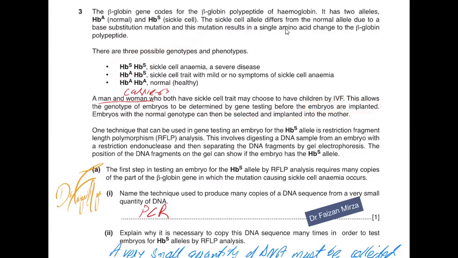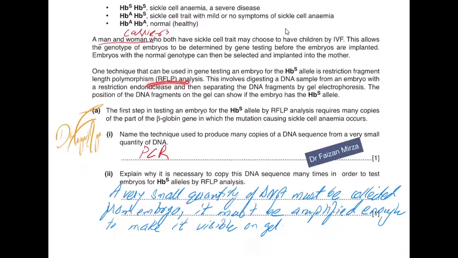One technique to test for the HbS allele in the embryo is restriction fragment length polymorphism. Now, RFLP analysis is a new technique which is shown to you, although it's a very common technique. It is not in the syllabus, so this information is already given to you in the question, and we just need to follow the information and solve the question accordingly. This involves digesting the DNA sample from an embryo with a restriction endonuclease and then separating the DNA fragments on gel electrophoresis. So you are using restriction endonuclease first, and then applying gel electrophoresis. The position of DNA fragments on the gel can show if the embryo has the HbS allele.